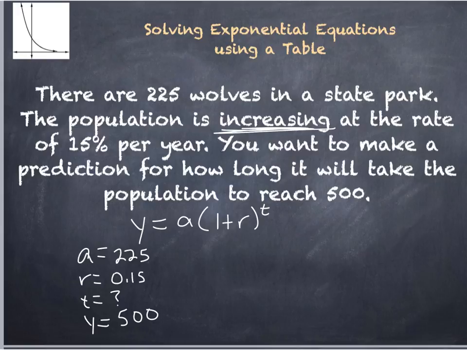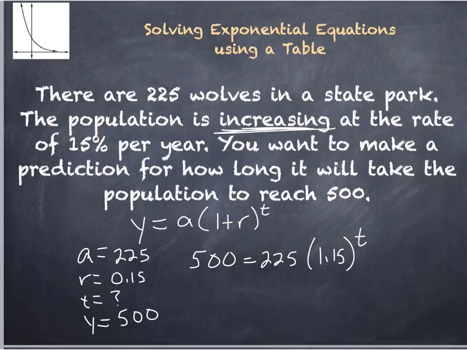How would we solve this type of problem? Same way we did before. First, let's plug in everything we know. We know y is 500. We know a is 225. r is 0.15, or 15%. If we add that to 1, that would be 1.15, which is our multiplier raised to the t power. This is like what we were doing before, mixed in with what we did yesterday. We're trying to figure out at what t value my answer would be 500.